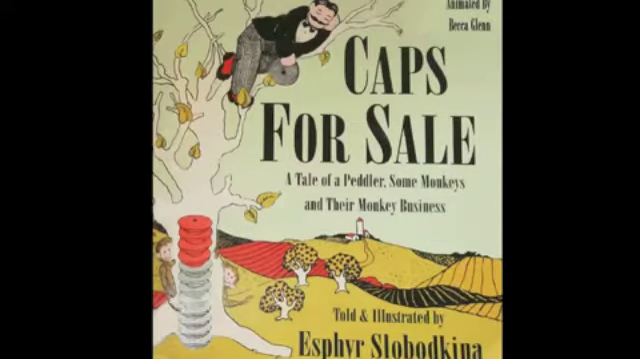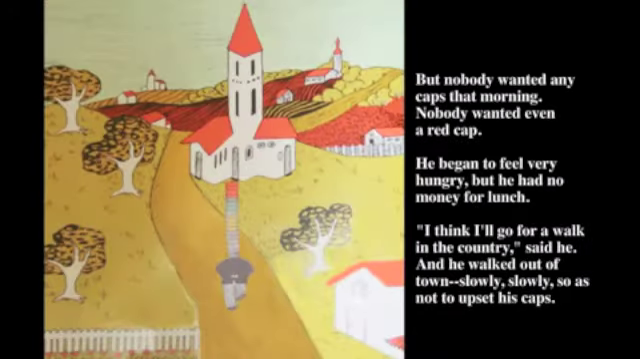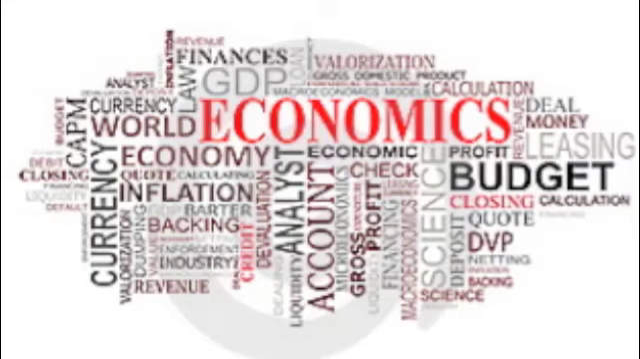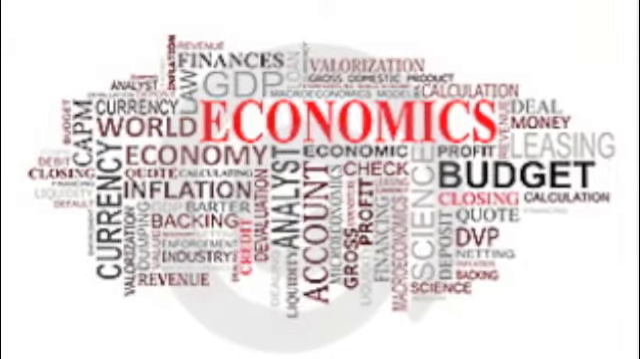The following example is of a text talk book intended to cover kindergarten vocabulary. Caps for Sale, A Tale of a Peddler, Some Monkeys, and Their Monkey Business is a suggested book by the authors with 3 specific target vocabulary words. This book can also be incorporated into the study of economics through the concepts of goods, wants, and needs.